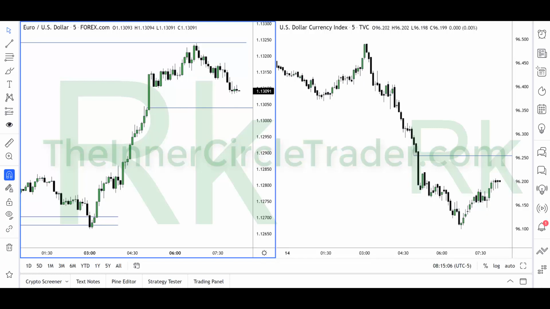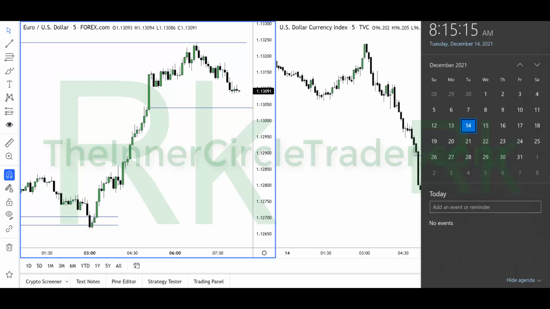What we've already seen for euro is the smart money reversal and the dollar index smart money reversal on the low, and it's 8:15 a.m. on Tuesday, December 14th.